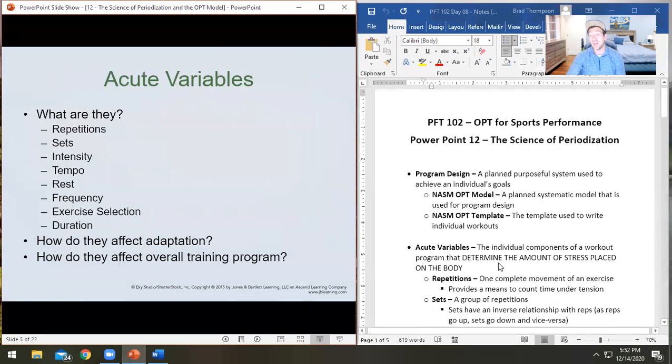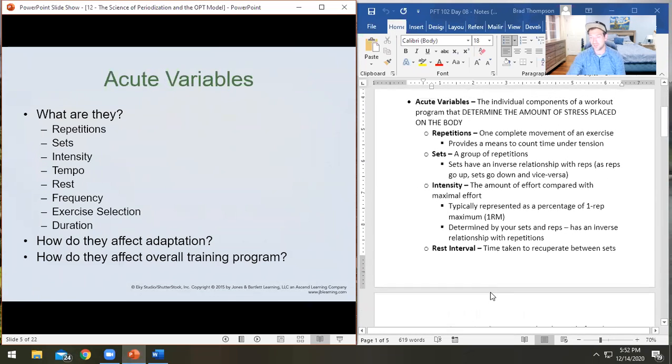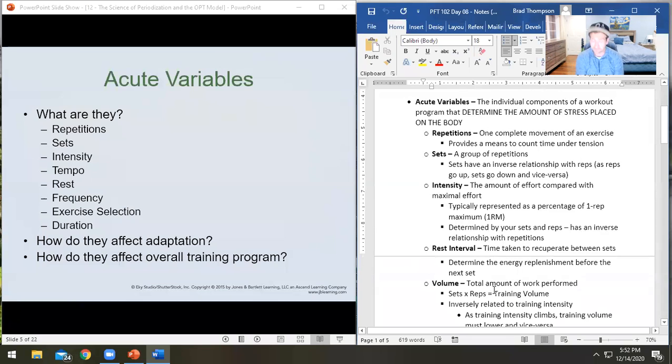So if you want to be a physiology expert and you want to apply things in ways that are going to give your clients the best results, you want to make sure that you are following NASM's guidelines on what we call acute variables. And when I say acute variables, what do I mean by that? Well, these are the individual components of a workout program. Their job is to determine the amount of stress placed on the body.